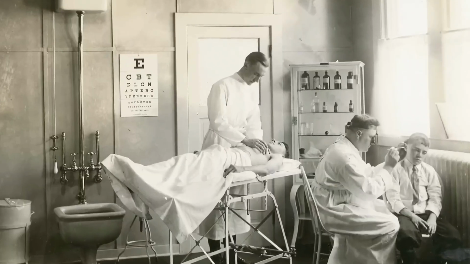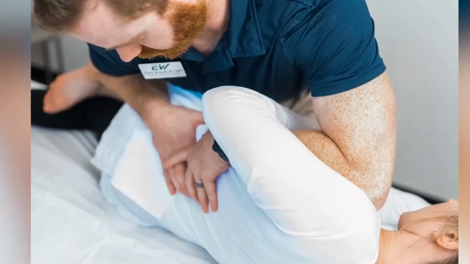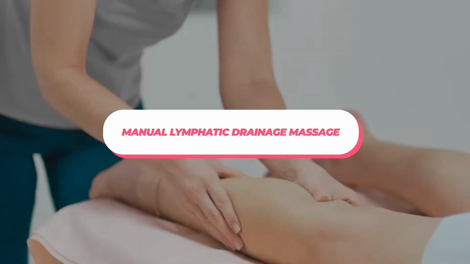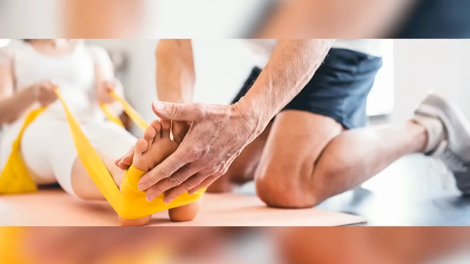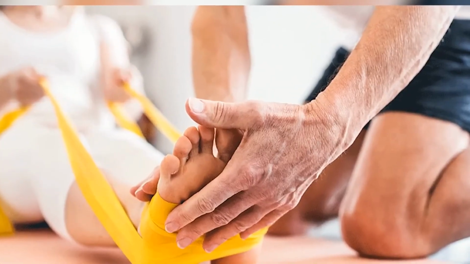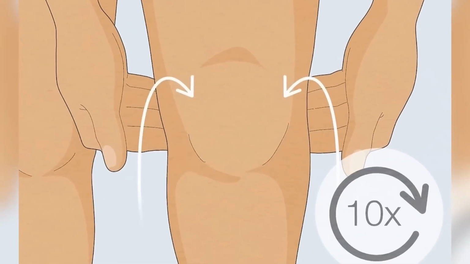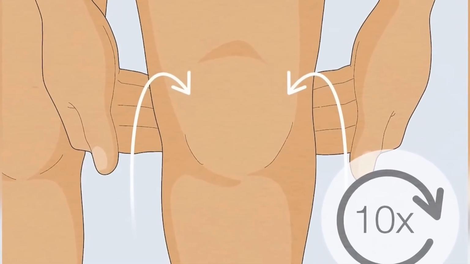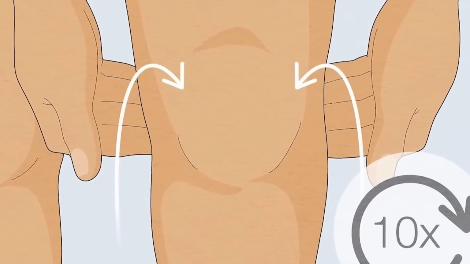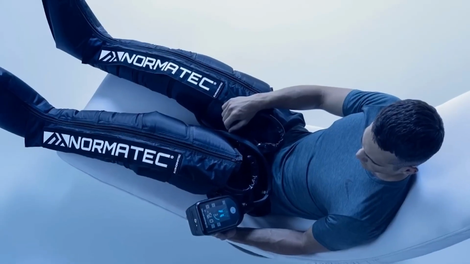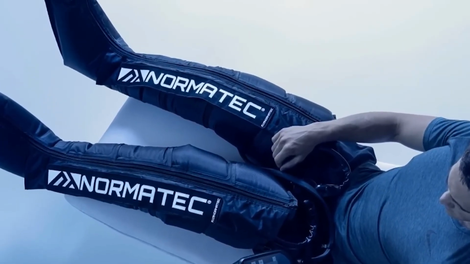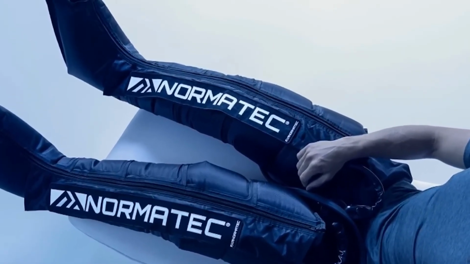In addition to traditional medical treatments, there are also alternative therapies such as manual lymphatic drainage massage, compression therapy, and exercise programs specifically designed for individuals with lymphedema. MLD massage is a gentle, rhythmic massage technique that helps to stimulate the flow of lymph, reduce swelling, and improve the function of the affected limb. Compression therapy, using specially designed compression garments, helps to reduce swelling and improve the circulation of lymph.